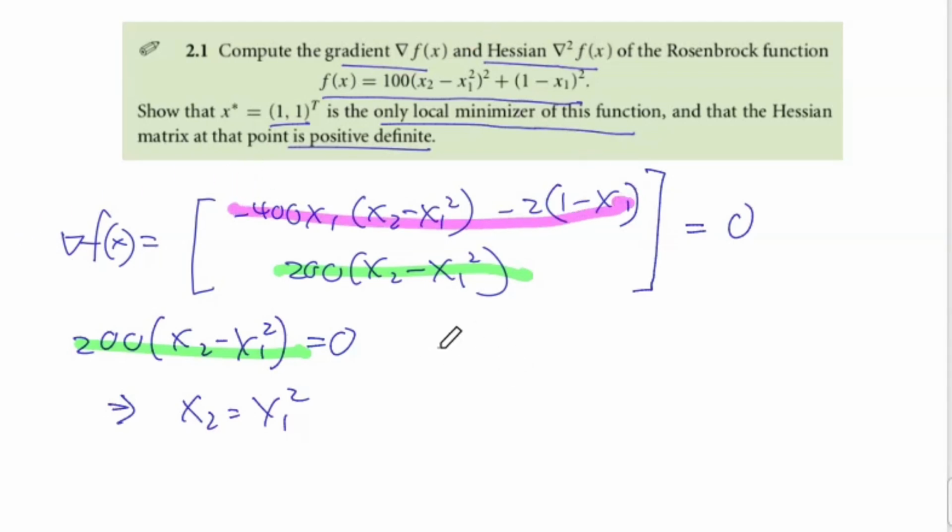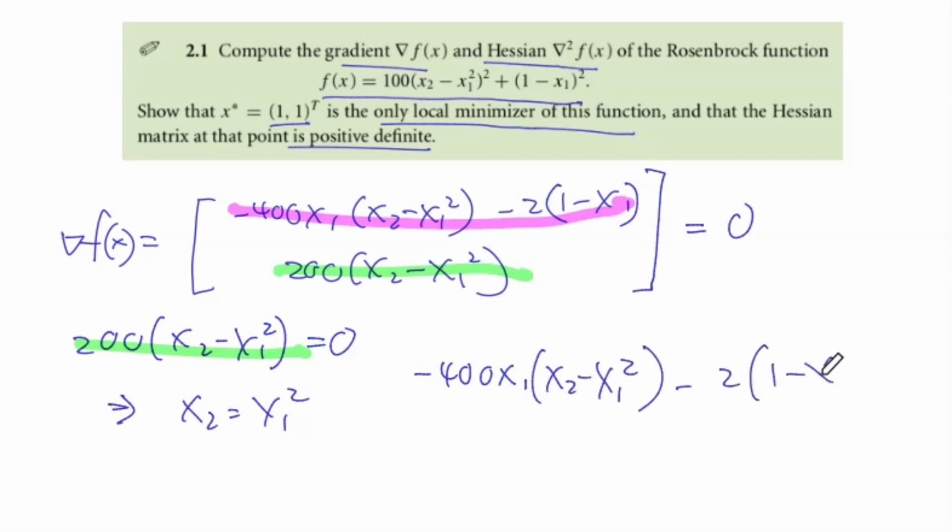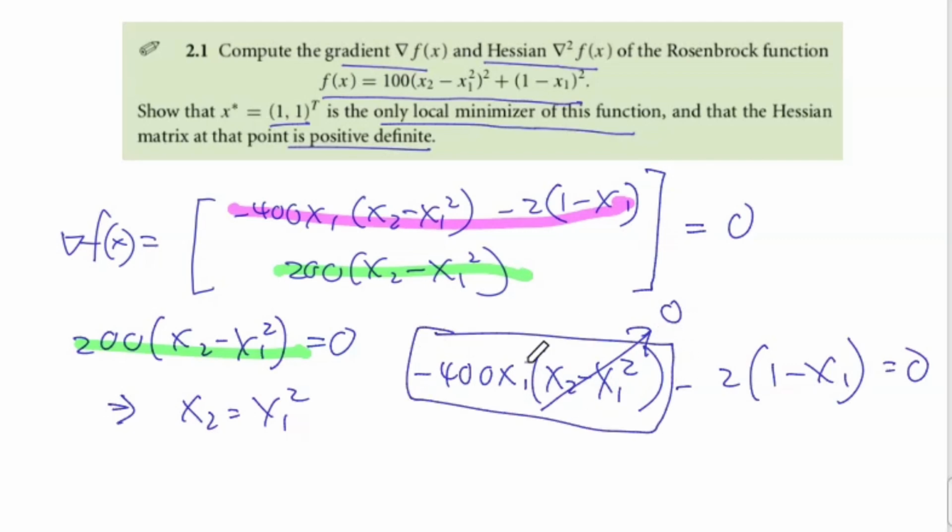This one is also 0 means that negative 400 x1 (x2 minus x1 squared) minus 2(1 minus x1) is equal to 0. But this term, if x2 equals x1 squared, is 0. So the whole first part here is 0. That means 2(1 minus x1) is 0, so x1 is equal to 1.